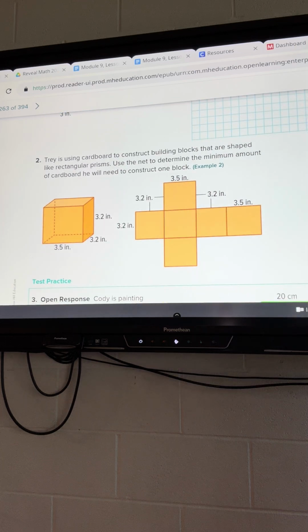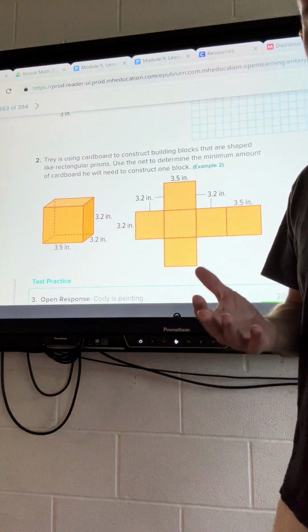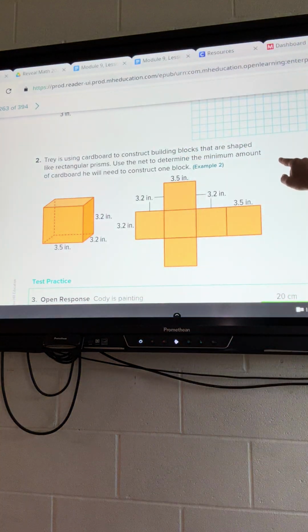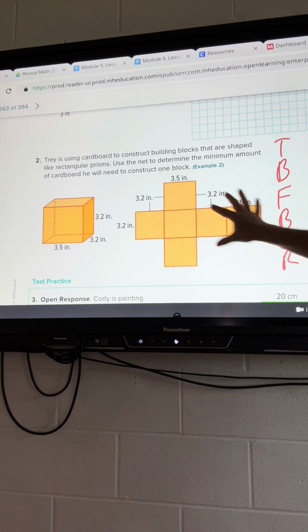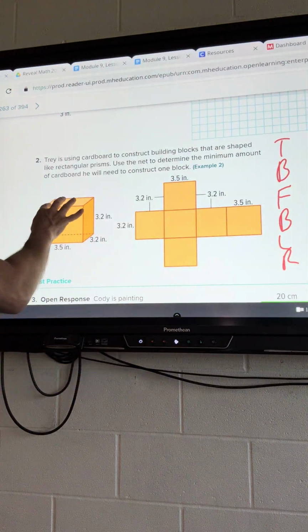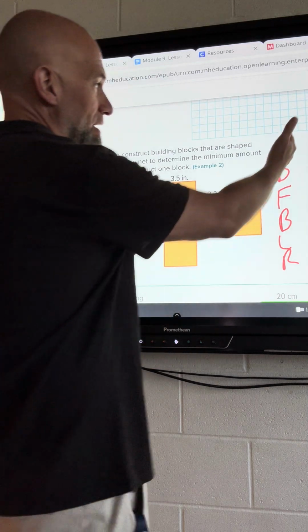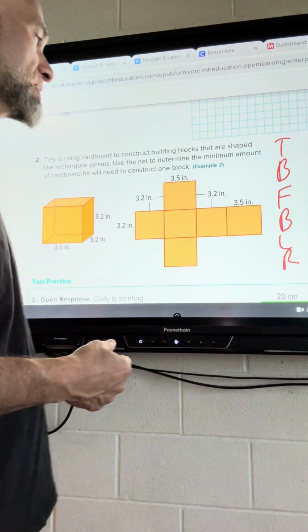All right, number 2, Trey is using cardboard to construct building blocks that are shaped like rectangular prisms. Use the net to determine the minimum amount of cardboard he will need. So if you are using a net, that's telling you this is going to be a surface area problem. So find the surface area, and again, we're going to label top, bottom, front, back, left, right. And you can either use the net that they give you, or you can use this rectangular prism. They give you a sneak peek into the back, the left, and the right. So again, you're just finding the dimensions of the top, the bottom, the front, the back, the left, and the right, all of those rectangles.